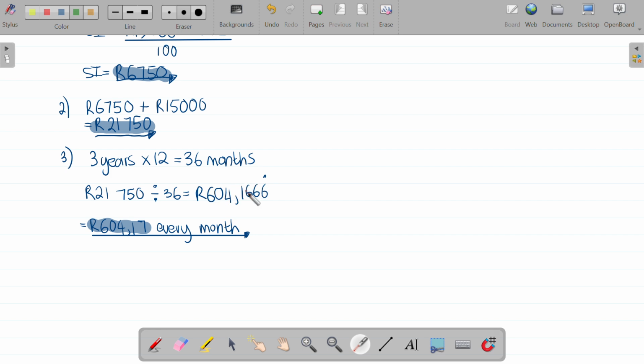So my answer over here was 604,1666 recurring, that dot means recurring. But with money, we always round off to 2 decimal places. So I'll round this answer off to 604,17 every month. That is how much we have to pay back every month.